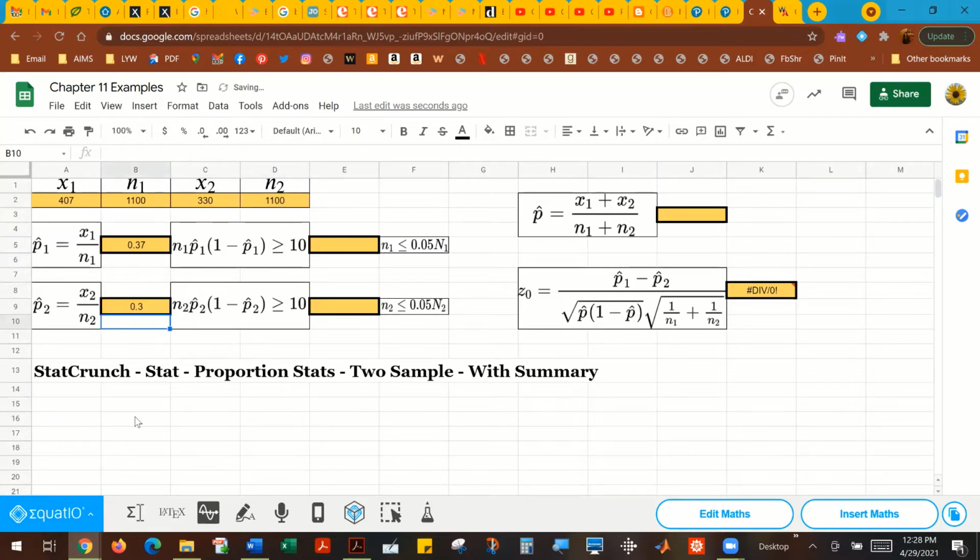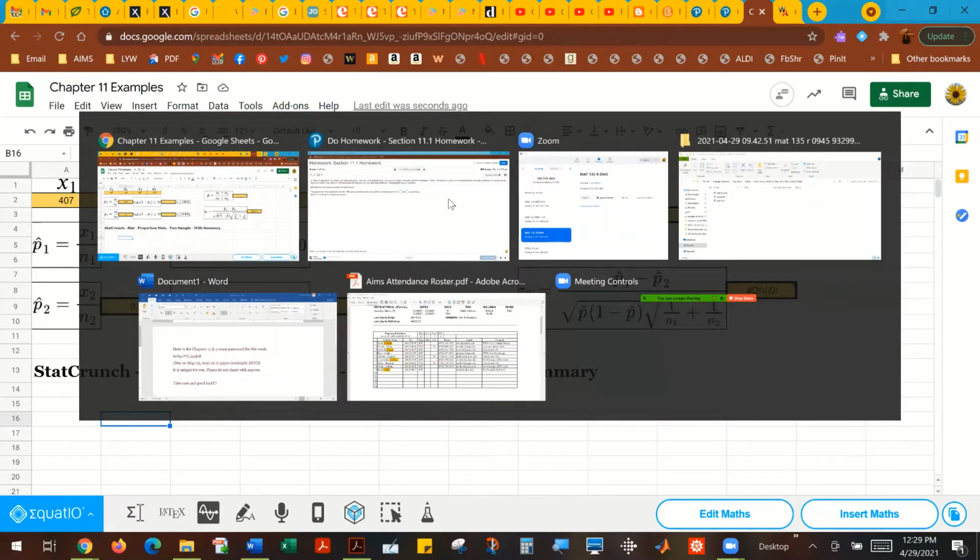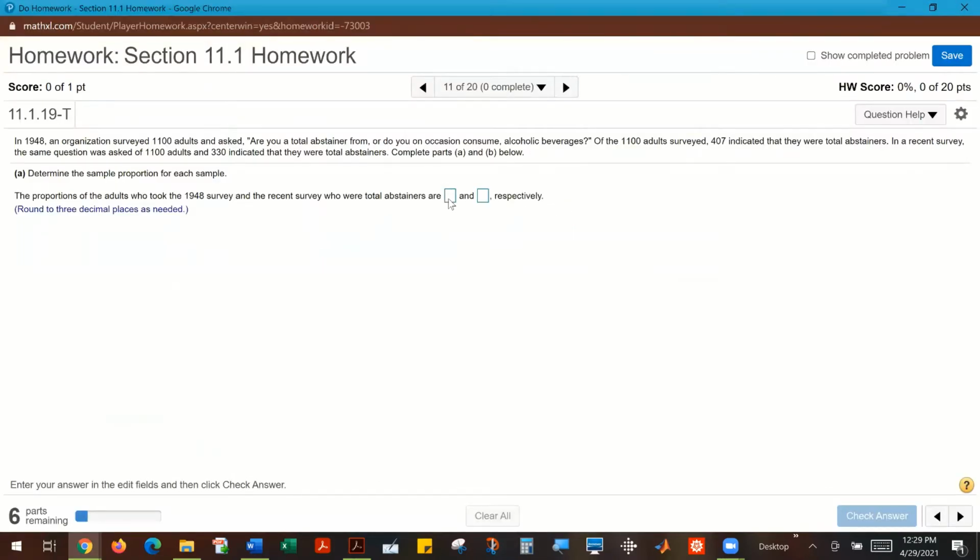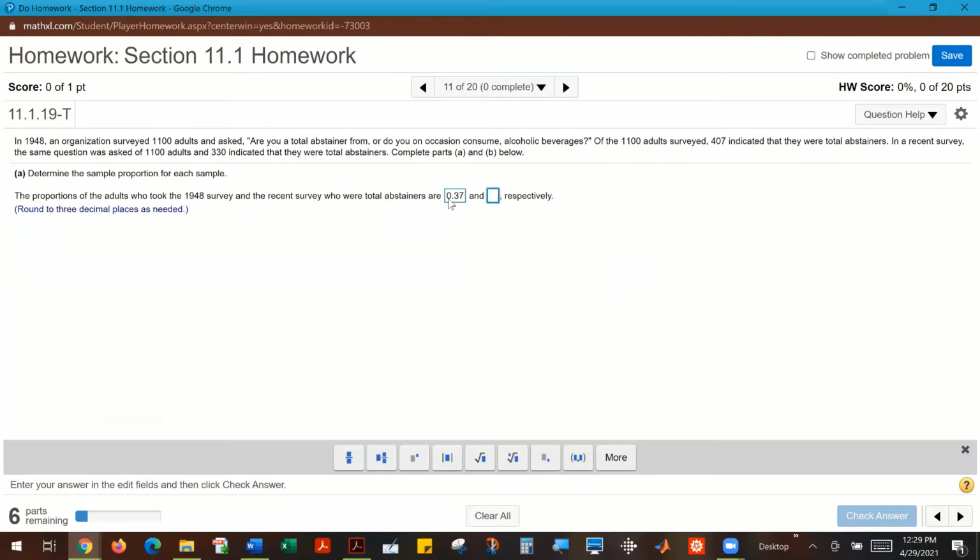and you will see it does the calculation for us. So there is a little bit of difference that we are seeing in those sample proportions, right? For the 1948 survey, the P1 hat, we have 0.37, whereas for the recent survey, the P2 hat is 0.3. So these are the numbers we're going to plug into our first two answer boxes. So 0.37, and we had 0.3 for the second one. So we'll just check those answers.